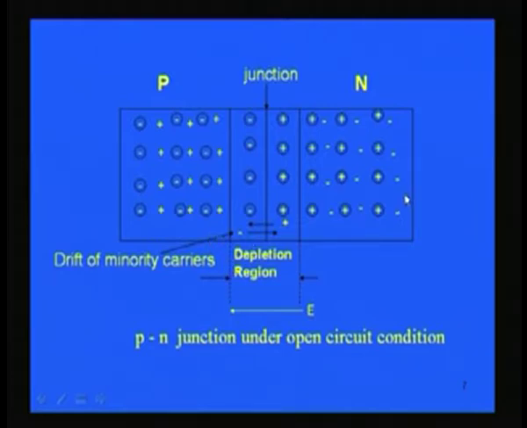So, an open circuit p-n junction will have no current, that is, the total current will be 0, because to reach stability, under steady state or stable condition, the diffusion current is equal to the drift current. So, finally, the total current in this open circuit p-n junction will be 0.